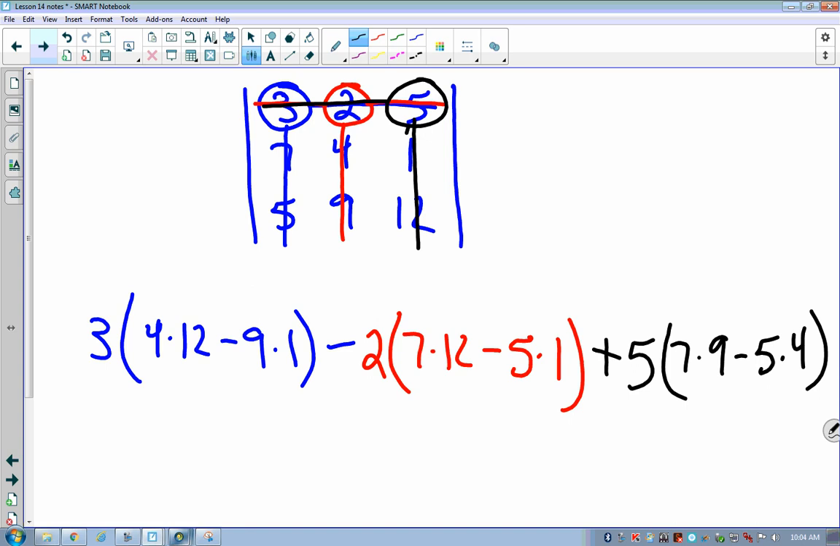parentheses, correct? Okay. 4 times 12 is 48 minus 9, right? What's 48 minus 9? 39. So I have 3 times 39. We're just going to leave that for now.